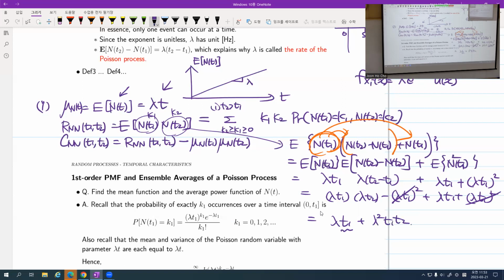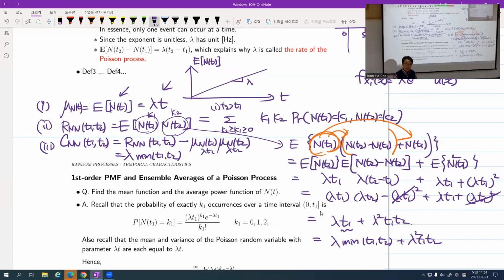What is this, by the way? We assumed t1 is less than t2, so we can replace it like this if we do not restrict which one is bigger. Okay, got it? So obviously, this covariance function becomes what? Because this is lambda t1 and lambda t2, we cancel that one, lambda times minimum of t1 and t2. Got it? So we got the mean function, autocorrelation function, and autocovariance function over Poisson random variable with rate lambda.